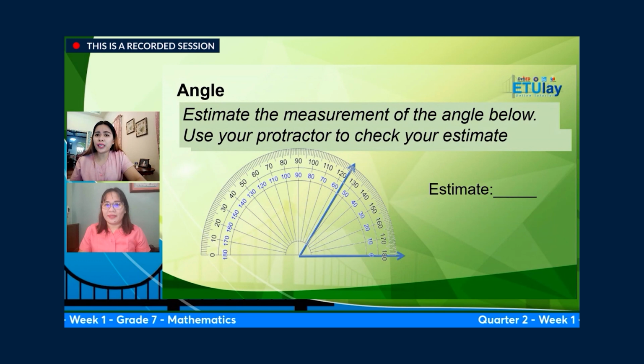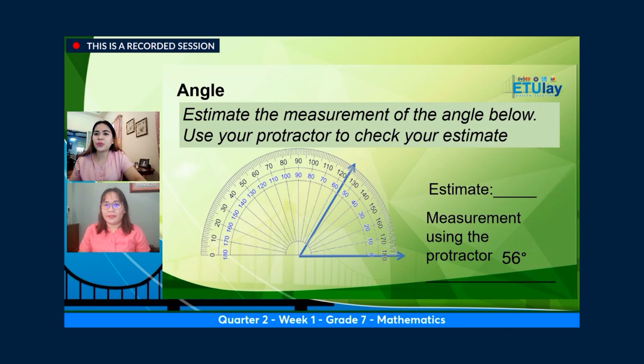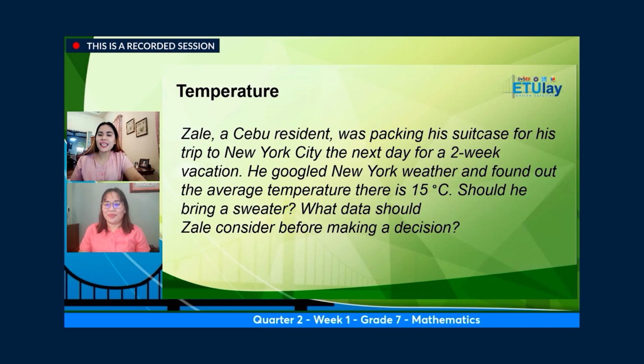Okay, so by looking at this angle, we can see that this angle measures 56 degrees. Too close to your estimation, Tutor Jolly. Too close. Okay. Next is the temperature. Let's have an example for temperature.